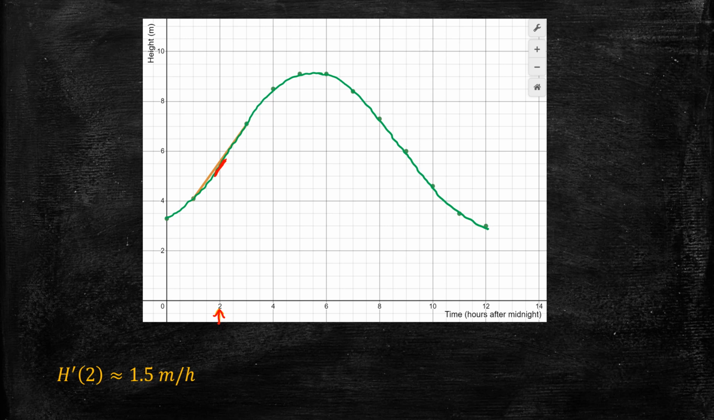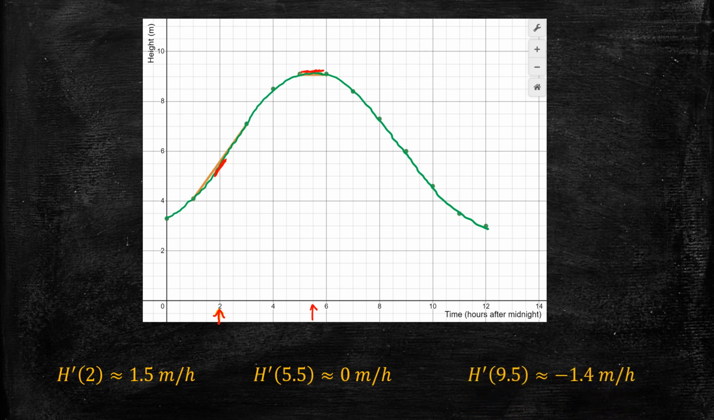So pretty good estimate. And let's go to the next one, 5.5 or 5:30 a.m. That was here. We got 0 because, of course, the slope of the secant line there is 0. And we can also see, again, a very good estimate to the slope of the tangent line if we could find it at that point.